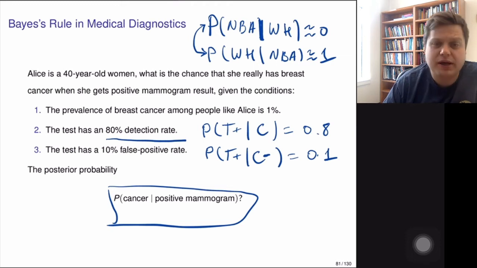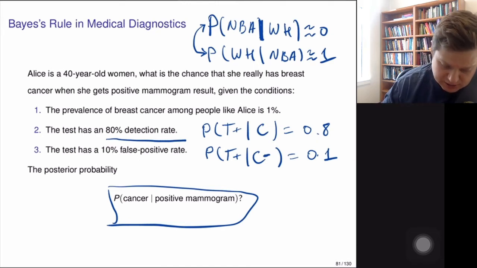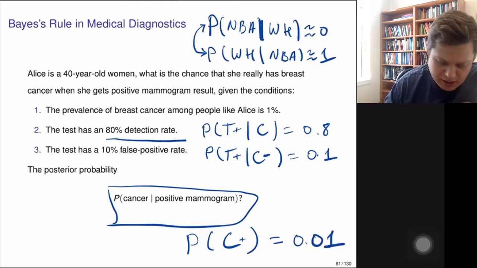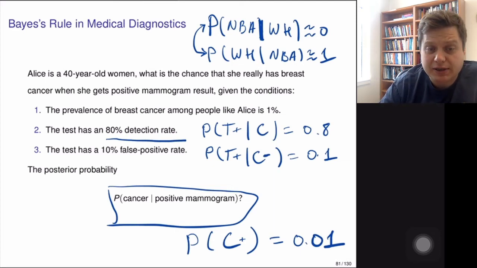And we also know that the prevailing rate of breast cancer among people like Alice is 1%. So the prior probability that Alice has cancer is 1%. So that's what we know, and what we would like to calculate is the probability of cancer given that she has a positive mammogram, from the quantities that are given to us.